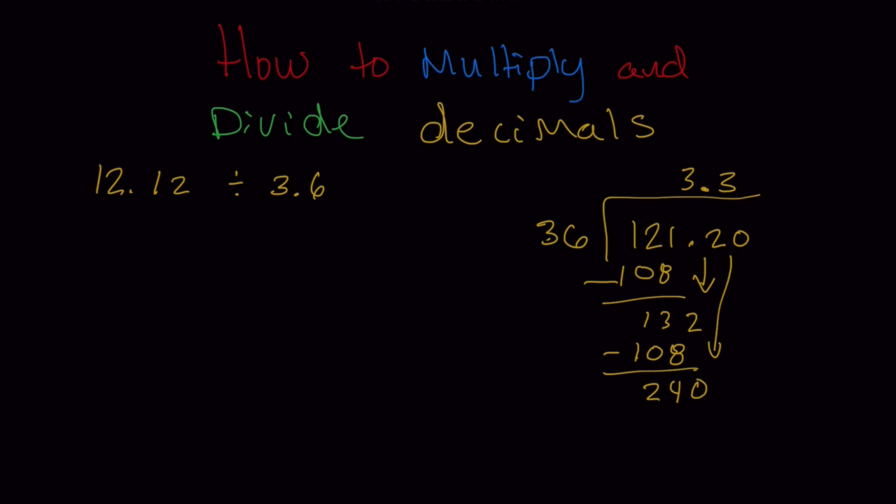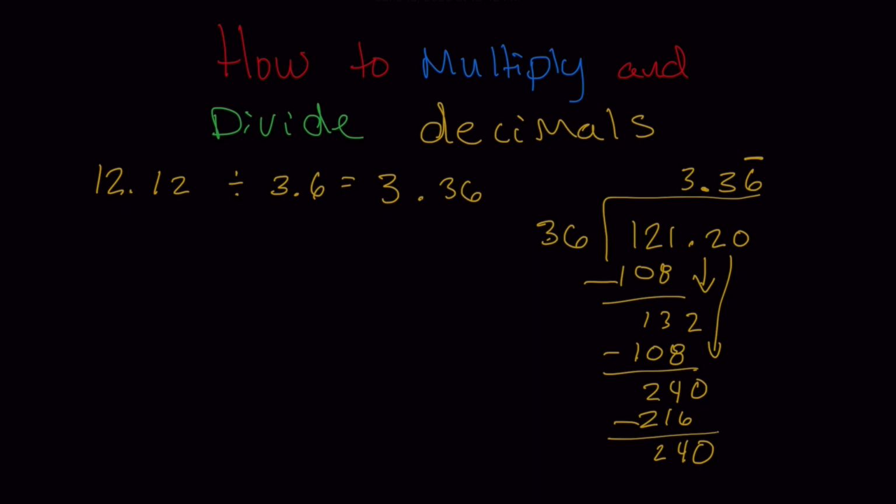36 goes into 240 6 times. That's going to give me 216. And then I'm going to get 24 again here. So I'm going to have actually a repeating value. We're going to continuously be going into 240. So this is going to be 3.36 repeating. So we'll go ahead and stop there. So that is how we divide our decimal. We end up with our solution of 3.36. Because 3.6 goes into 12.12 3.36 times, just like 36 goes into 121.2 3.36 times.